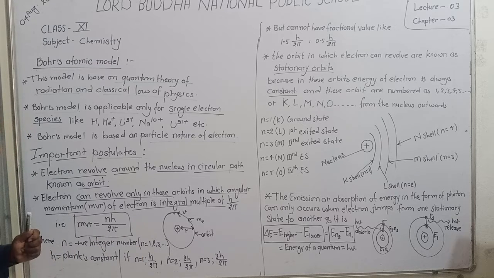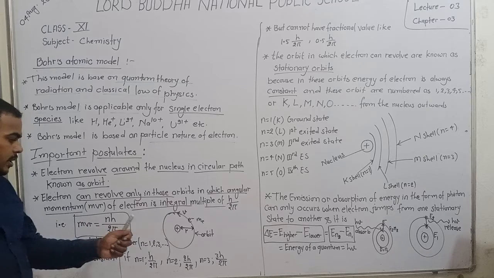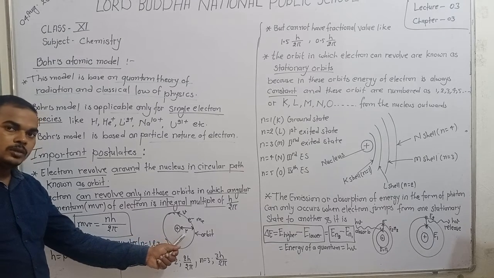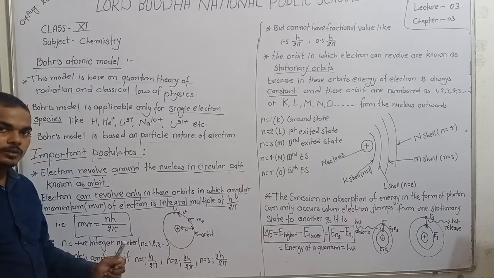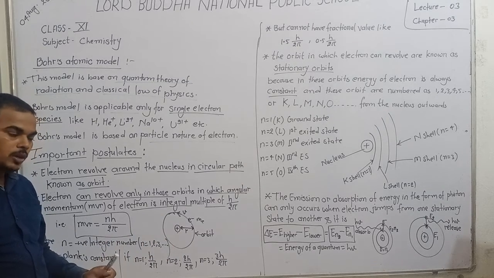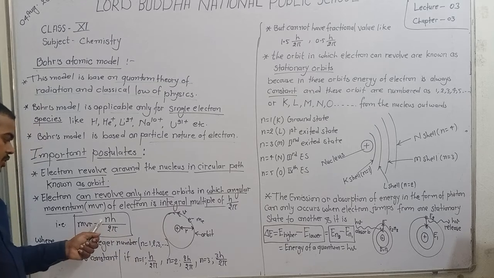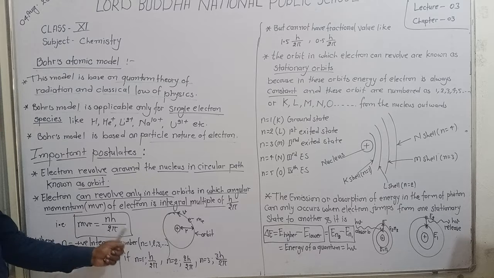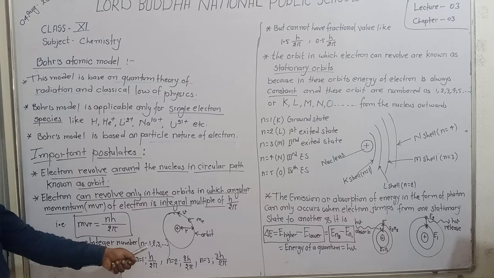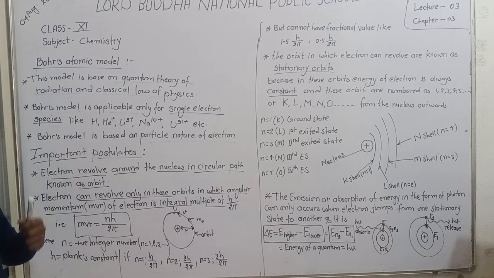Yes friend, like here the orbit which is present closest to the nucleus is the first orbit. For the first orbit, the integer value is 1. Okay, so we say that the integer value is always a positive number, that is 1, 2 or 3, 4, 5, 6.